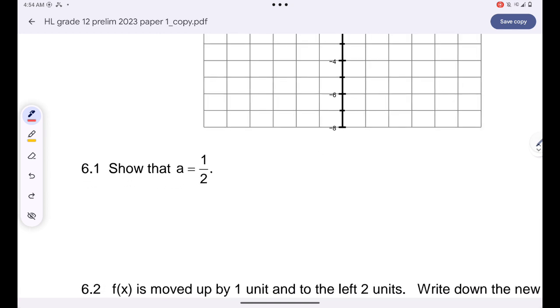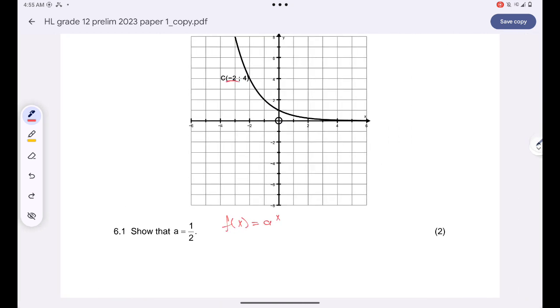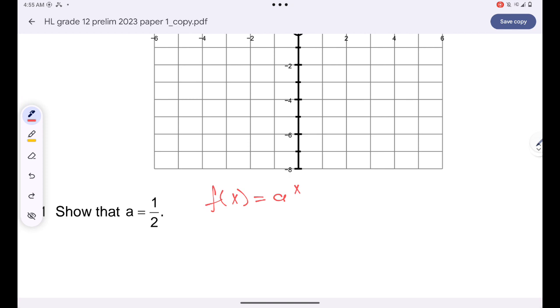Okay, how can we do that? We are given f of x being equal to a to the power x. Are you together? For us to find the value of a, we must just substitute any point on the graph. We do have a point there, C, which was given to us. We know that the y value is 4 if and only if the corresponding x value is equal to -2. Are you together? And hence we'll end up having 4 being equal to 1 over a squared.